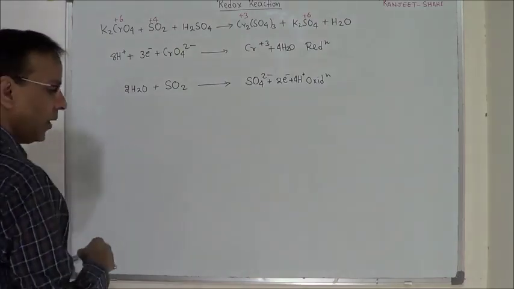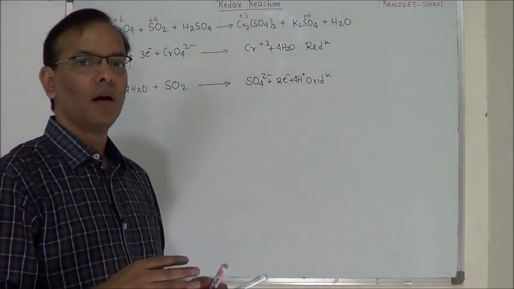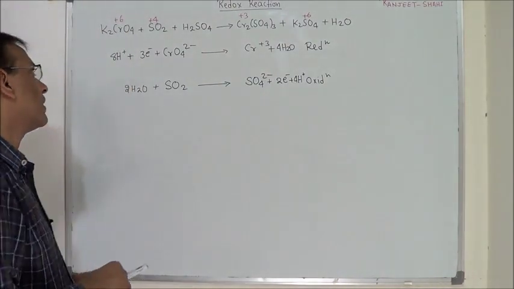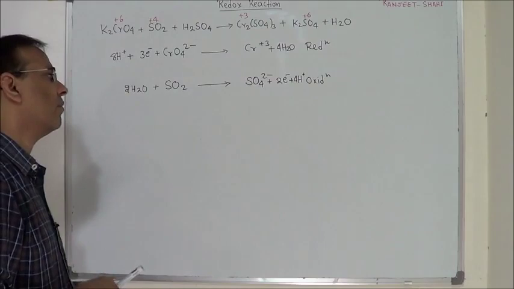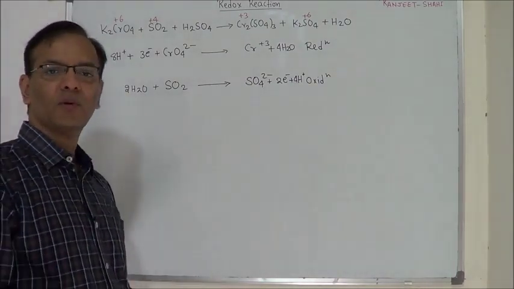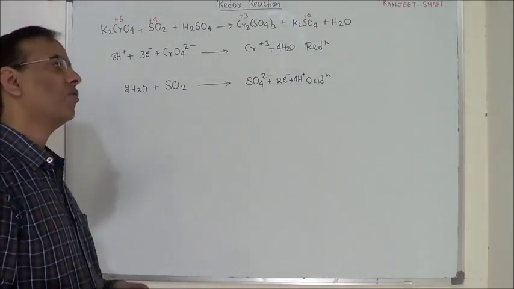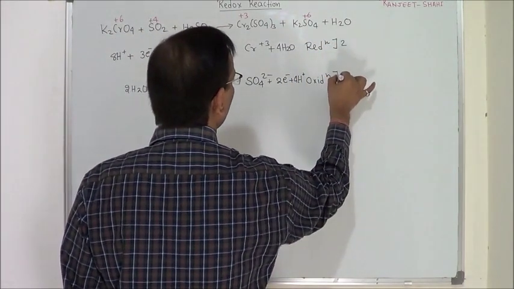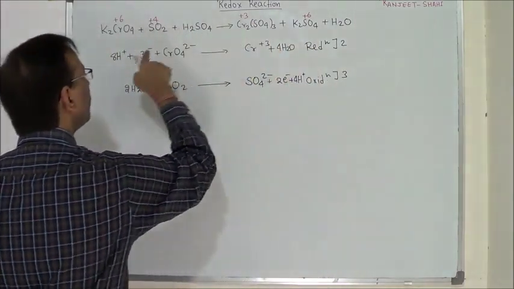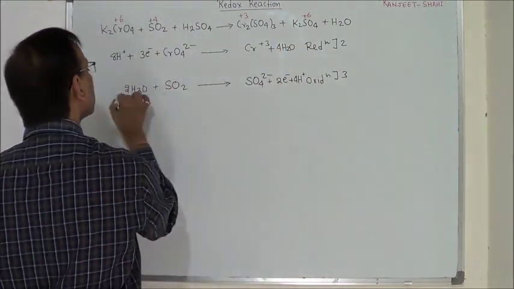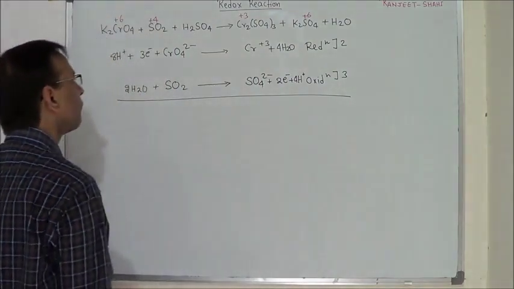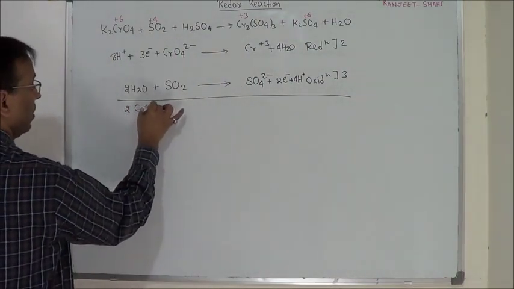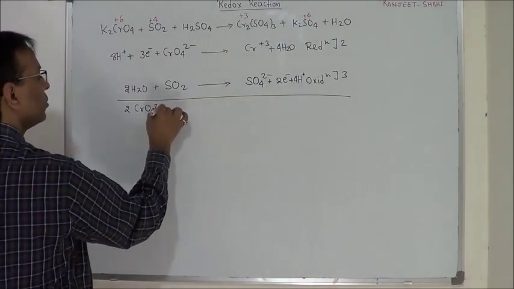Now equalize the electrons, make the number of electrons equal in two half reactions. In first half reaction we have 3 electron, in second half reaction we have 2 electron. There is no common factor between 2 and 3. So first reaction should be multiplied by 2 and second by 3. So 2 into 3, 6, 3 into 2, 6. Add them. 2 chromate, 3 SO2.